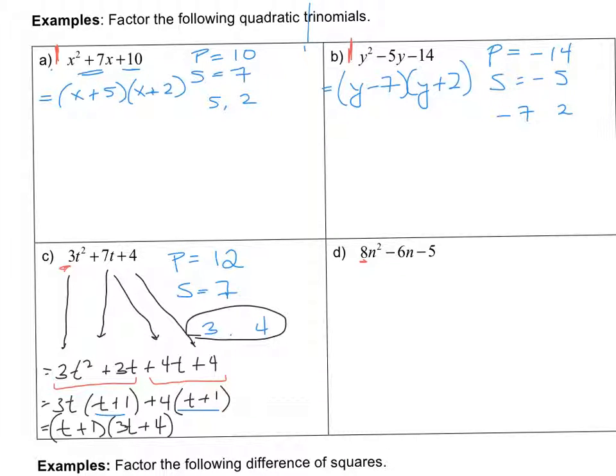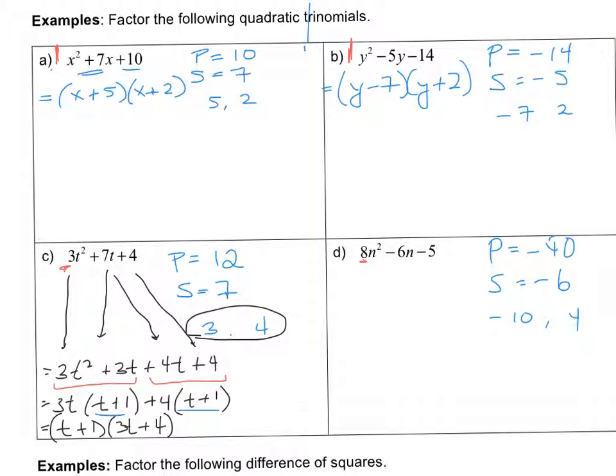So let's take the next example, and we're going to do it using the magic ratio method. So I start out the same way. My product here is 8 times negative 5, which is negative 40. And my sum here is negative 6. So think about it for a moment. What are my 2 numbers that multiply to negative 40, but also add to negative 6? Hopefully you've got your 2 numbers, and your 2 numbers happen to be negative 10 and positive 4.